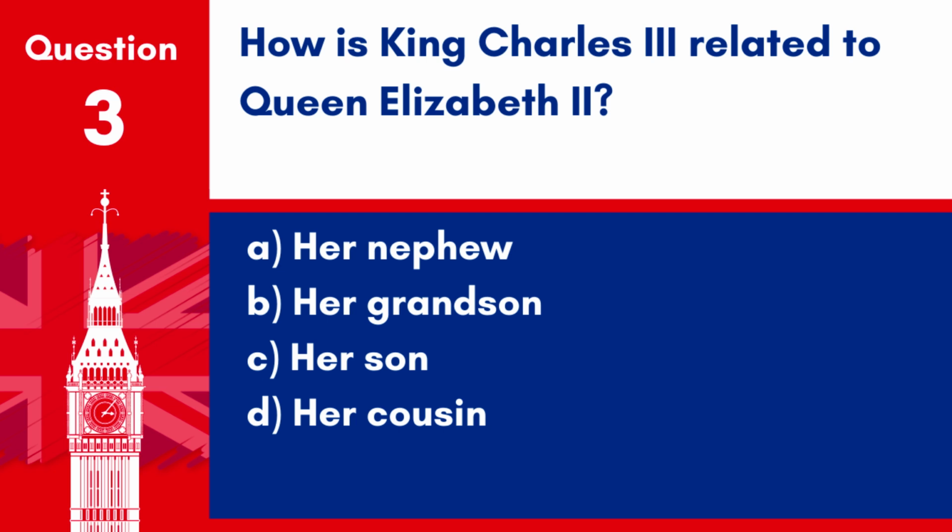Question 3. How is King Charles III related to Queen Elizabeth II? A. Her nephew. B. Her grandson. C. Her son. D. Her cousin. Answer: C. Her son. King Charles III is the son of Queen Elizabeth II.